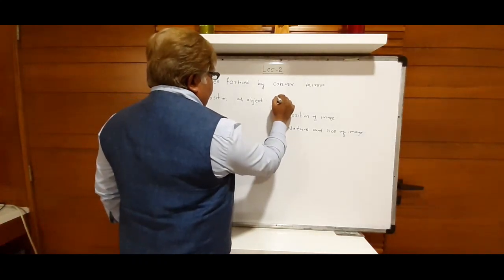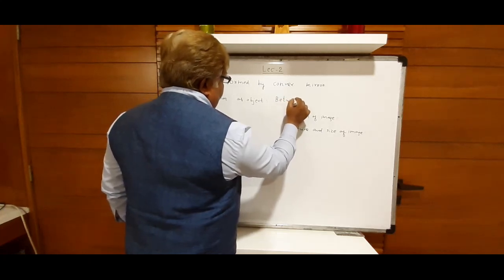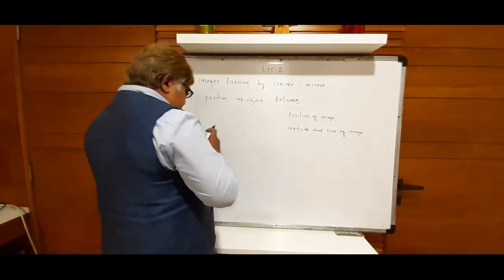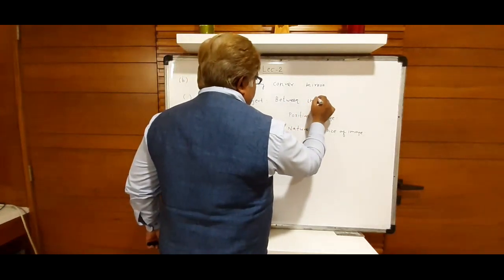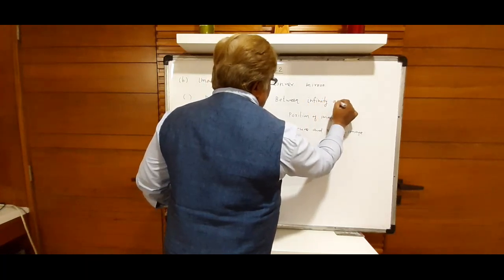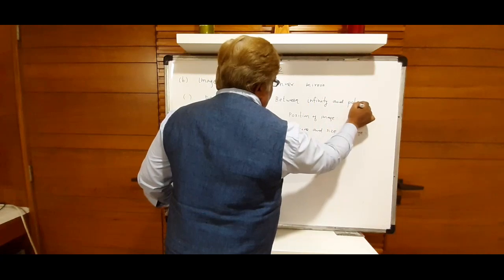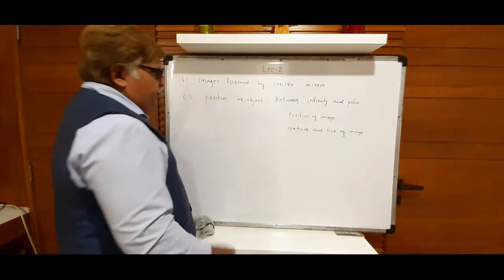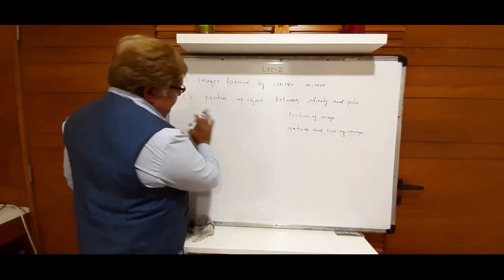This is the only other position we can take in case of convex mirror: between infinity and pole. Now we are placing the object between infinity and pole, and let us try to understand the diagram.